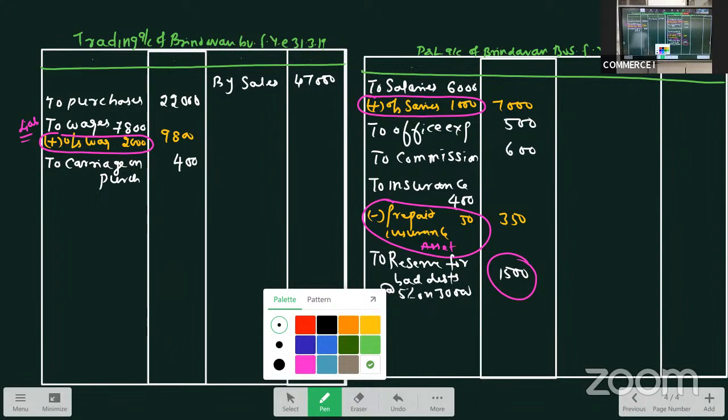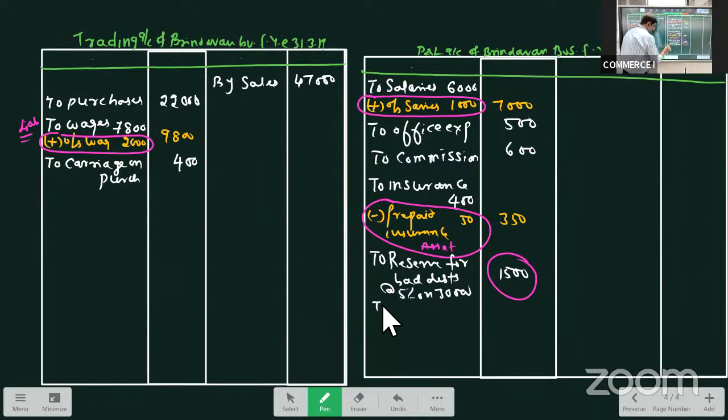Next, depreciation on furniture 150, depreciation on machinery 500.